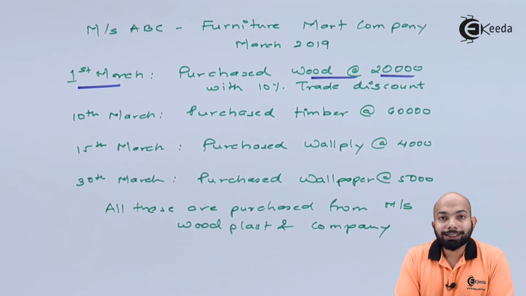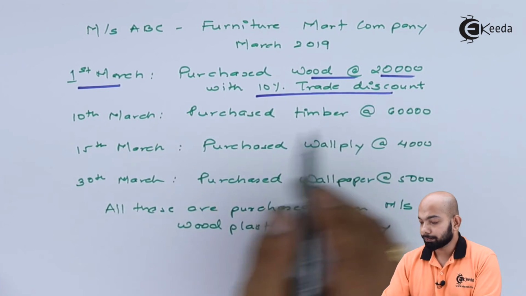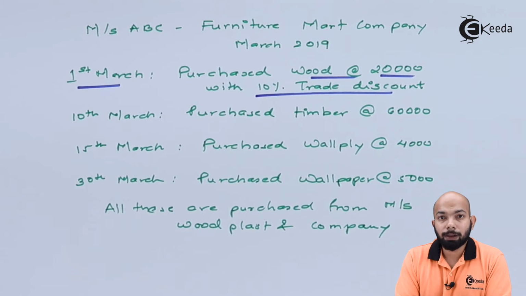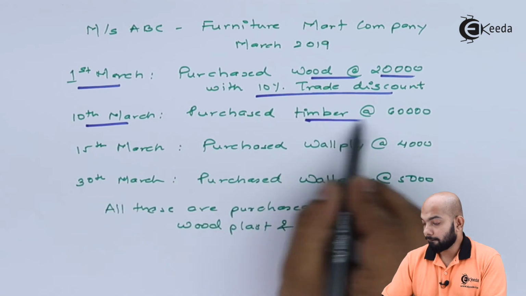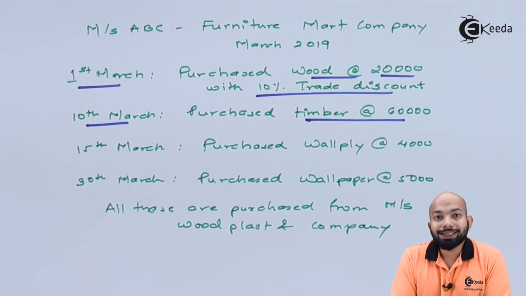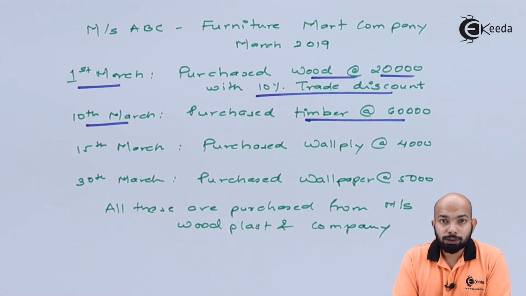On 1st of March, there is a purchase of wood for 20,000 with a 10% trade discount. Make sure this amount is recorded properly because there is a 10% trade discount. On 10th of March, there has been a purchase of timber at the rate of 60,000. That means the timber was purchased for rupees 60,000.